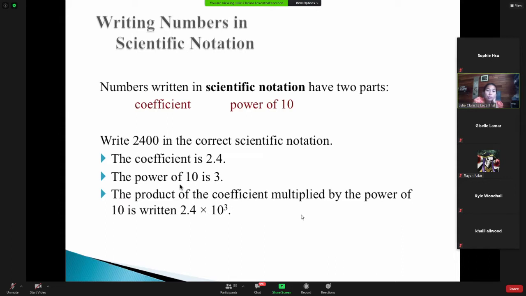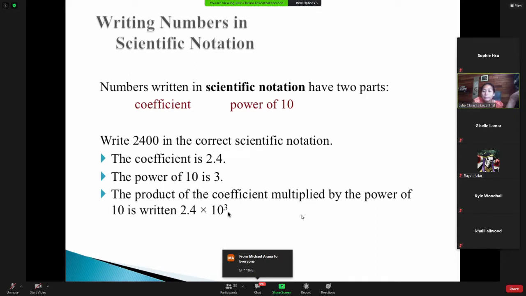And then you'll have 2.4. That's your coefficient, or some would call it a base number. So 2.4 times 10 to the third power is another way to write 2,400. This 2,400 also can be 24 times 10 to the 2, right? That is also a scientific notation.